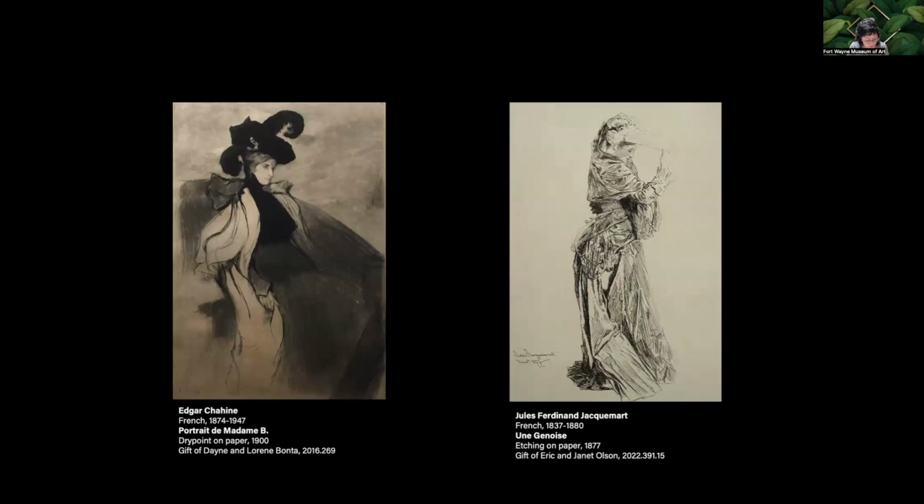At the other end of the spectrum, here we have depictions of fashionable women on the streets. Jules Jacquemart, on the right, was trained in etching at a young age by his father. He went on to create original prints, although he became better known for his reproductive prints.